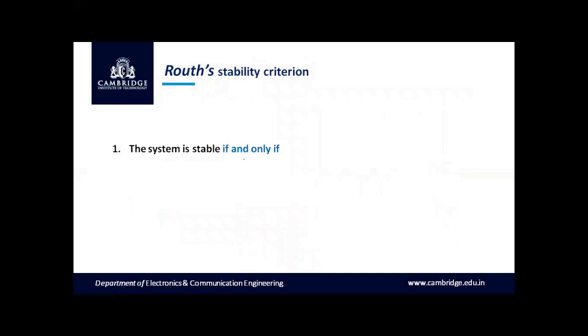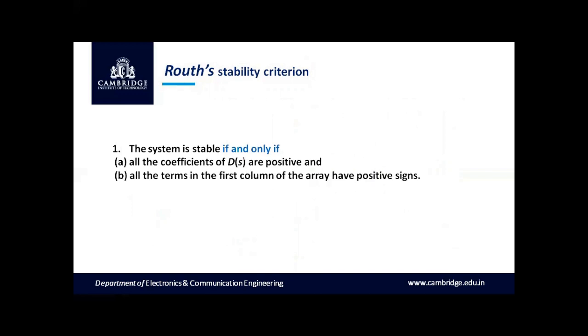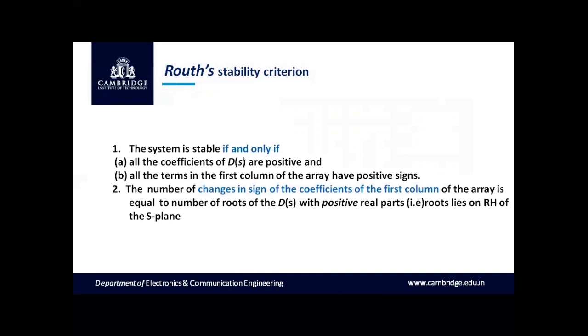So, the Routh stability criterion states that the system is stable if and only if all the coefficients of the DFS are positive and all the terms in the first column of the array have positive sign. And this is not a sufficient condition. It can be a necessary condition, but it is not a sufficient condition. So, the number of changes in sign of the coefficients of the first column of the array is equal to the number of roots of the DFS with positive real part. That is, roots lie on the right half of the S-plane.